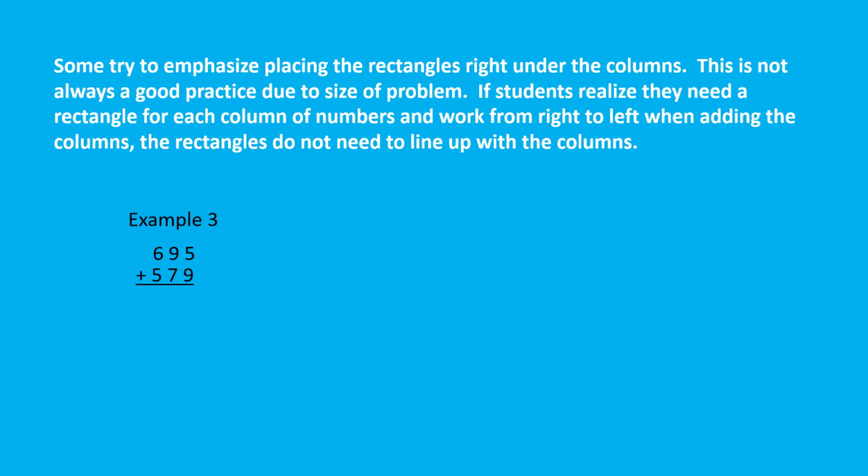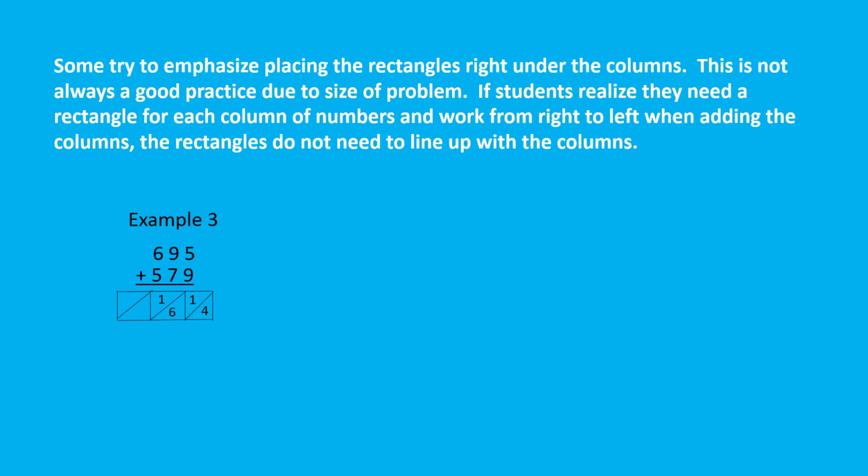Let's look at example 3. Let's take 695 plus 579. First, we need three rectangles. 5 plus 9 equals 14. 1 above the diagonal, 4 below. Now let's go to the tens. 9 plus 7 is 16. 1 above the diagonal, 6 below.